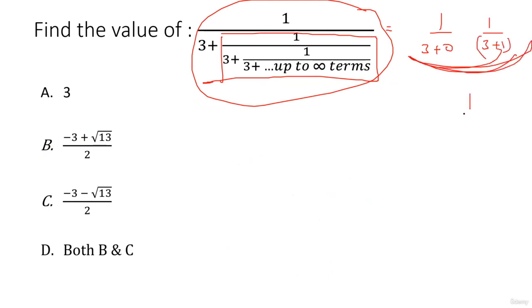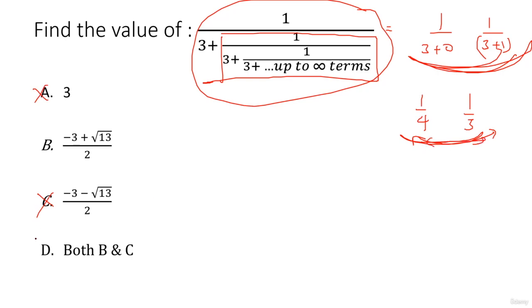So 1 upon 3 plus 0, guys, will be 1 upon 3, and 1 upon 3 plus 1 will be 1 upon 4, right? So our answer will lie between 1 upon 4 and 1 upon 3. Okay, that means it can't be option A, 3 is too big. It also can't be option C because it's negative. Our answer should be in this range, right?